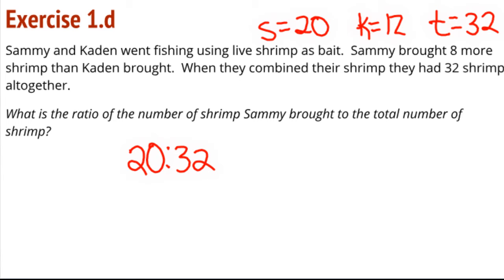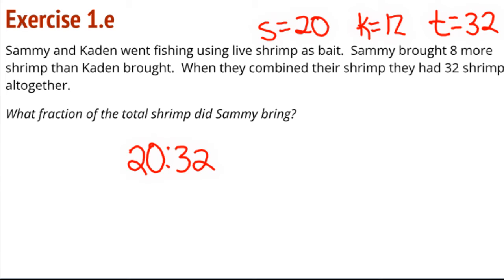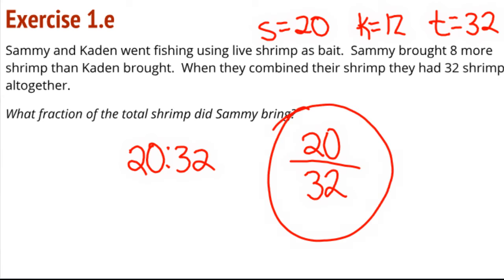Now, the next question is probably going to be, what fraction of the total shrimp did Sammy bring? Well, we know that the total number of shrimp brought was 32, and we know that Sammy brought 20/32 of those, 20 out of 32.